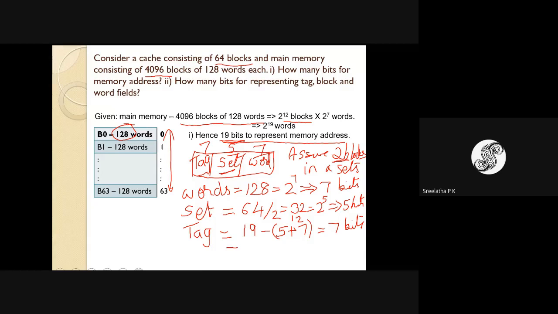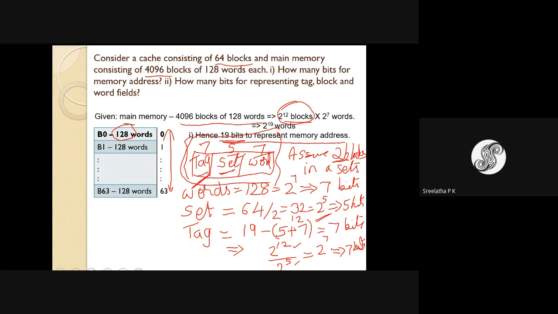Fine. Or one more way for finding the tag, you can do any one. So number of main memory blocks is 2 power 12. Number of sets in cache, how many sets are there? There are 2 power 5 sets. So 12 minus 5 is 7. So 7 bits are required for representing the tag. Tag bits, okay, I need 7 bits. Fine. So this is the final diagram.